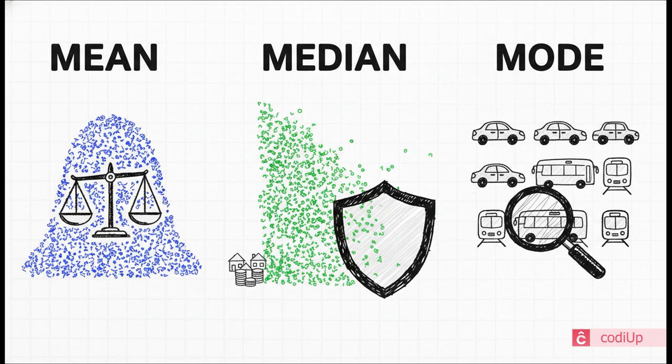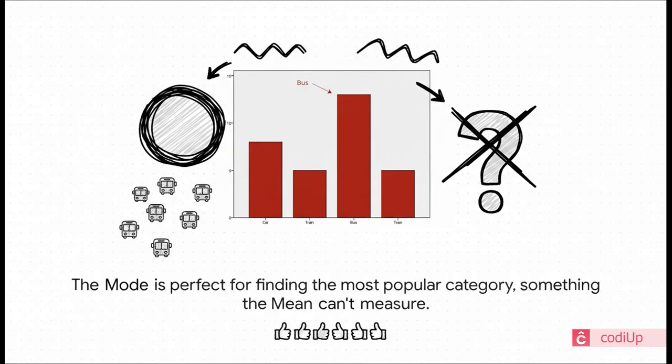And the mode? That's your hero when you're dealing with categories instead of numbers. I mean, think about it. You can't calculate the mean favorite color, right? Or the average type of car someone drives. It just doesn't make sense. But you can find the most popular one. In this chart, the bus is clearly the modal choice. The mode is the only tool that can find the center for this kind of data.